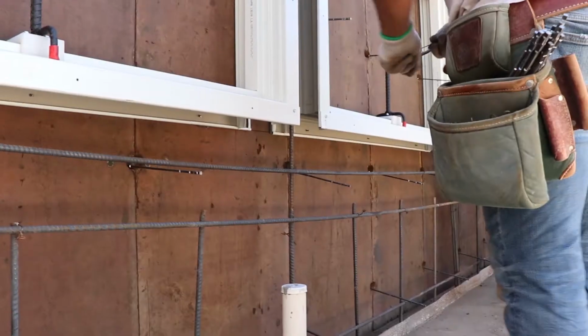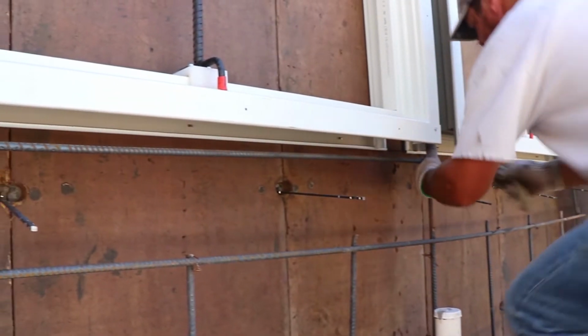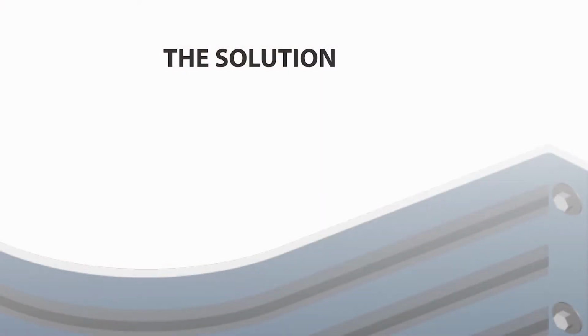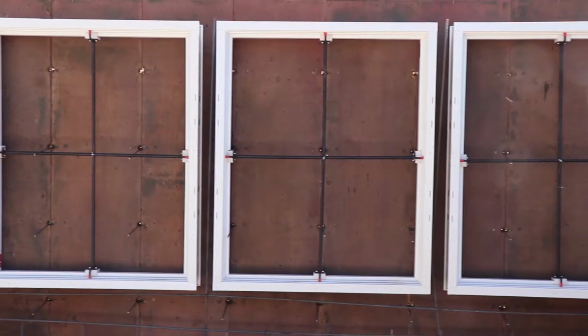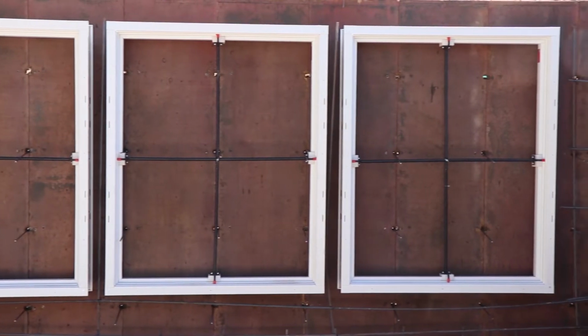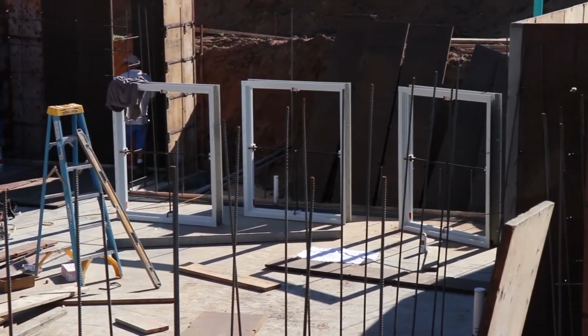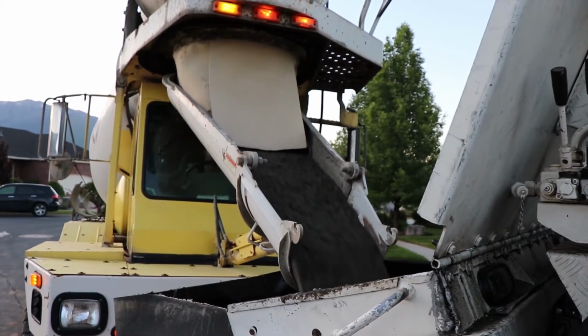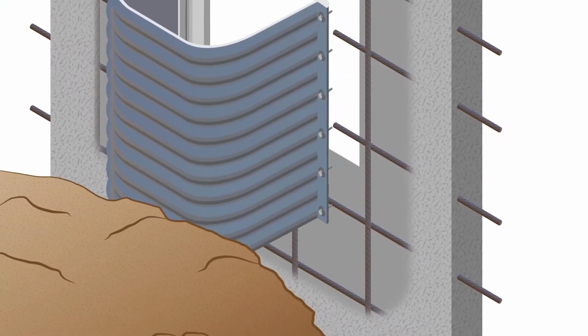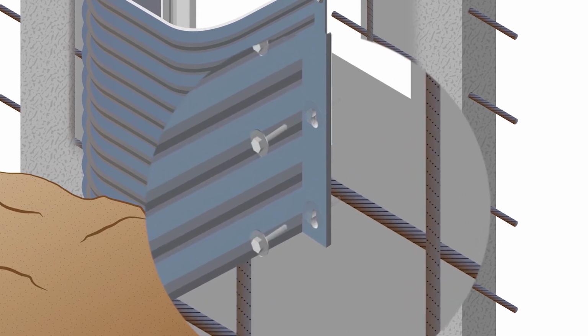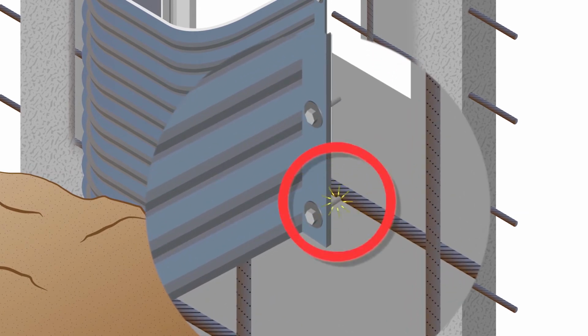In summary, there are two things to do to help avoid the creation of a corrosion cell when installing an area well. Number one, position rebar around a window in a way that the rebar won't make contact with the buck or the mounting bolts. With the considerable amount of rebar going into the foundation, this requires a little planning and inspection before the foundation is poured. If the buck or the attachment bolts end up touching the rebar, there is a high probability that a corrosion cell will be created.